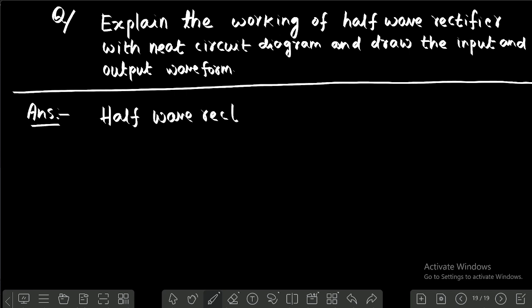Actually, a rectifier is basically an application of a PN junction diode. There are two types of rectifier: half wave rectifier and full wave rectifier. First, let's understand the half wave rectifier. Then we'll go to the full wave rectifier.